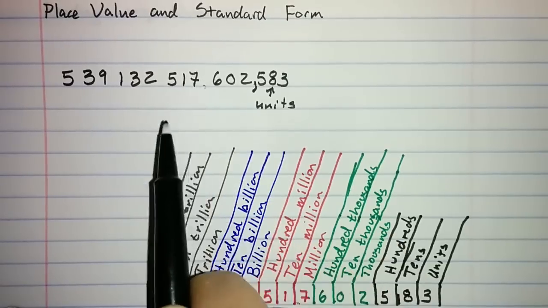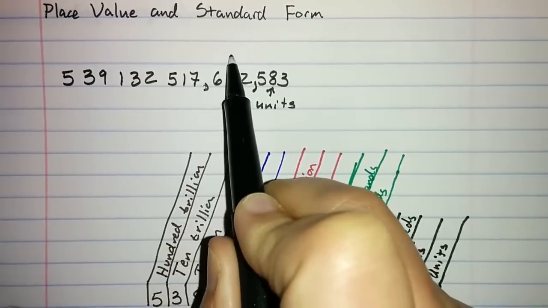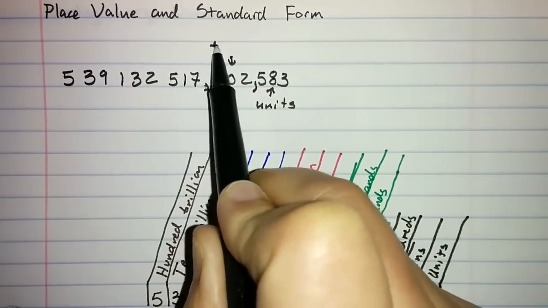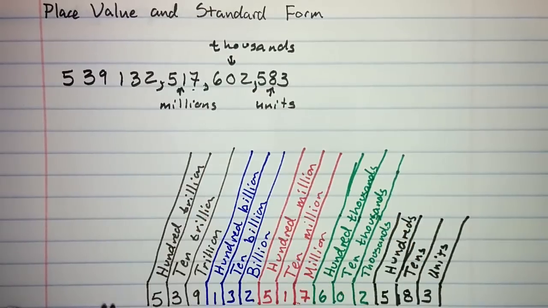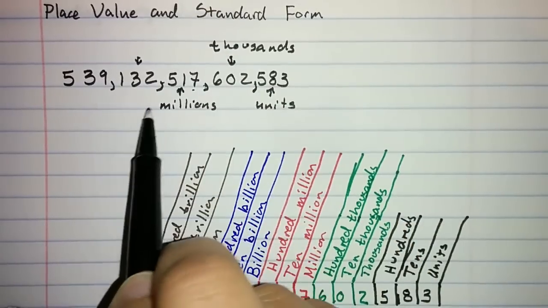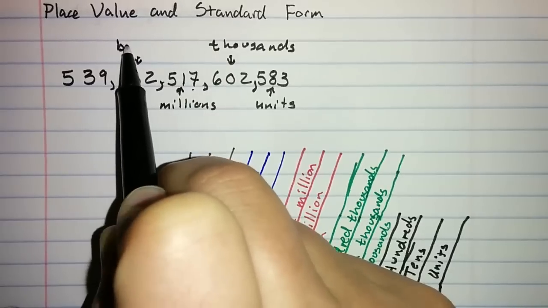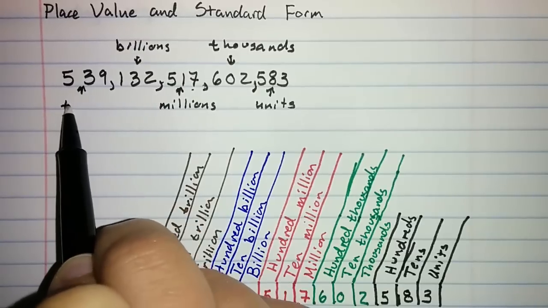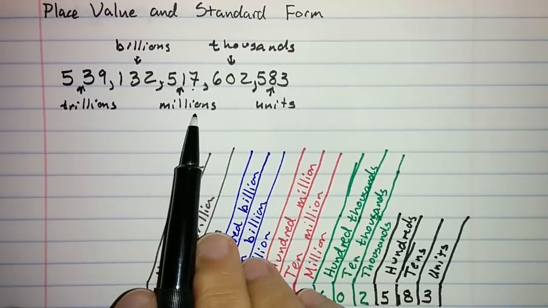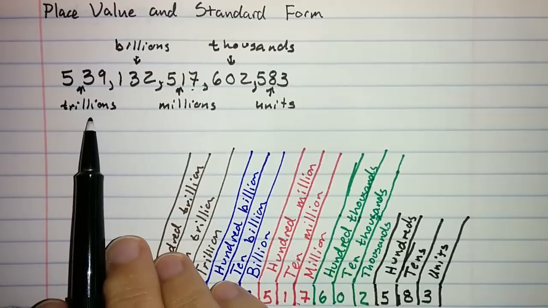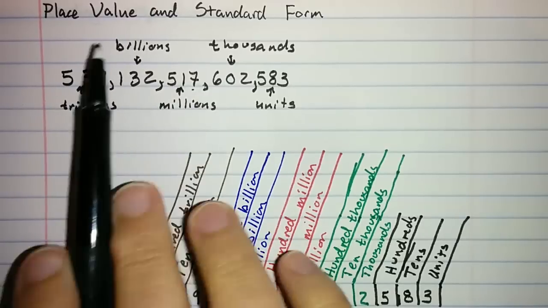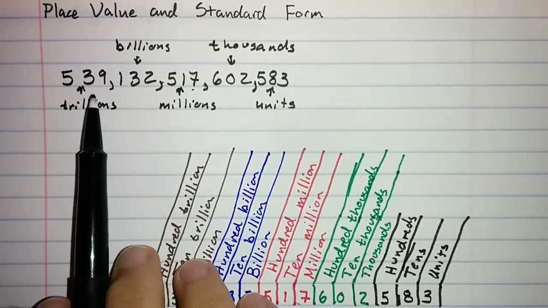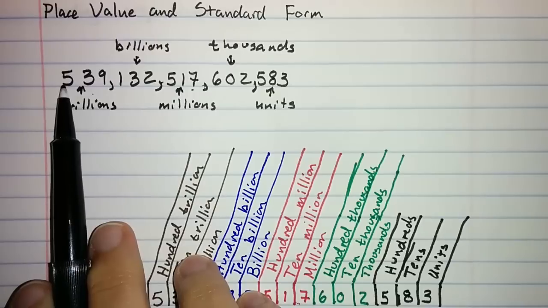Another group of 3, this is going to be the thousands group. Another group of 3, this is going to be the millions group. Another group of 3, this is going to be the billions group. And then another group of 3, this is going to be the trillions group. Units, thousands, millions, billions, trillions. And then in each group we have ones, tens, hundreds.